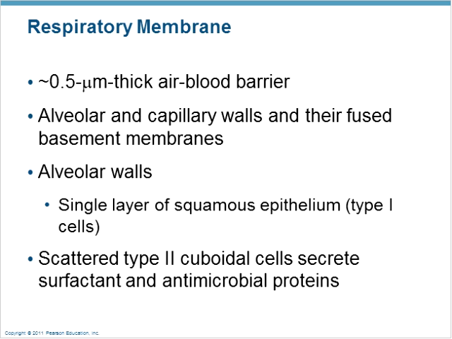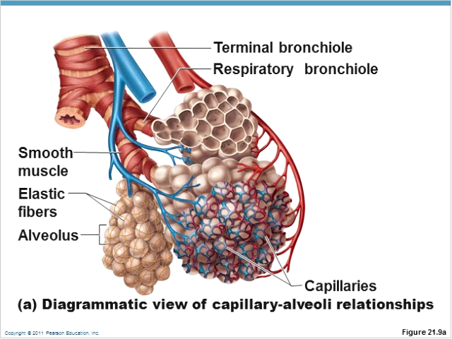The alveolar and capillary walls are fused basement membranes. The alveolar walls are a single layer of squamous epithelium, type 1 cells, with scattered type 2 cuboidal cells, which secrete surfactant, which acts to decrease the friction of alveolar movement during inhalation and exhalation. There are also some antimicrobial proteins located here, which help reduce the potential for infection.